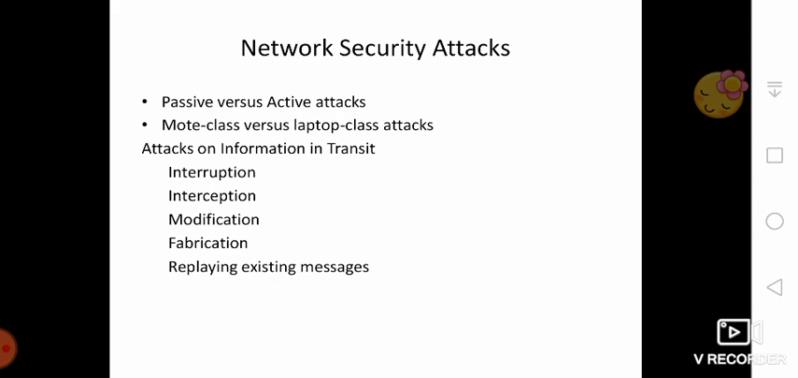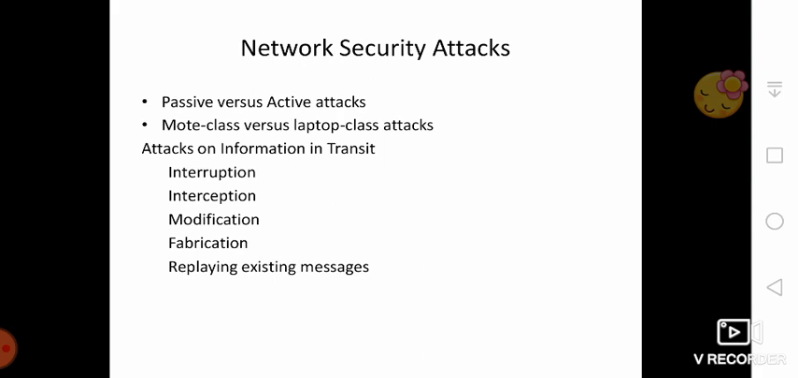Mote class versus laptop class attacks. In mote class attacks, an adversary attacks a WSN by using a few motes with similar capabilities to the network nodes. In laptop class attacks, an adversary can use more powerful devices, for example a laptop, to attack a WSN. These devices have a greater transmission range, processing power, and energy reserves than the network nodes.